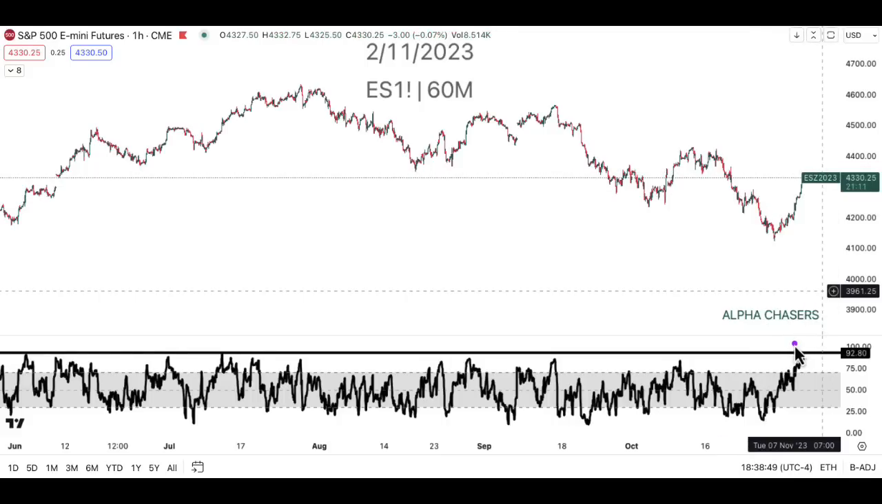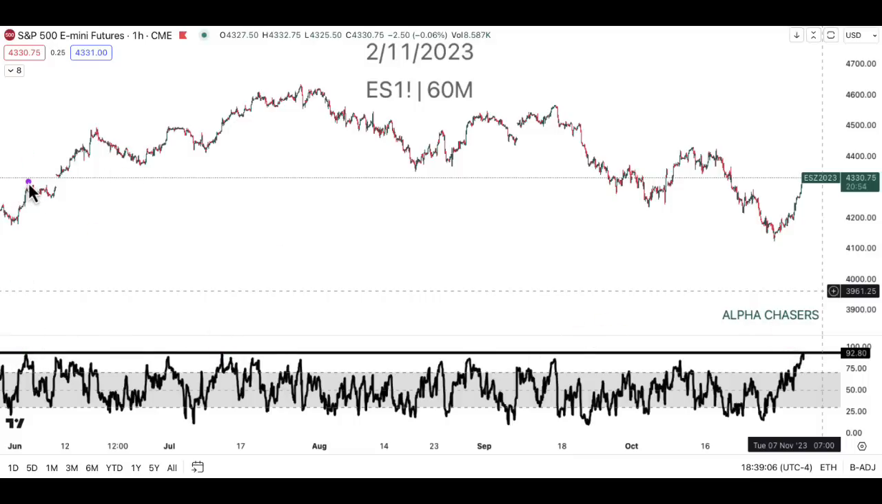Number one, it's telling us right in here that, yep, we might be toppy, but when we got here, all these times, after we consolidated for a period of time, what happened? Every time we hit here, we went higher. So it is an extreme reading. We're probably going to back off of that extreme reading.